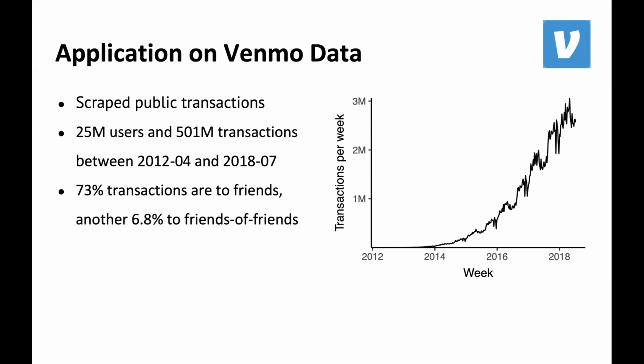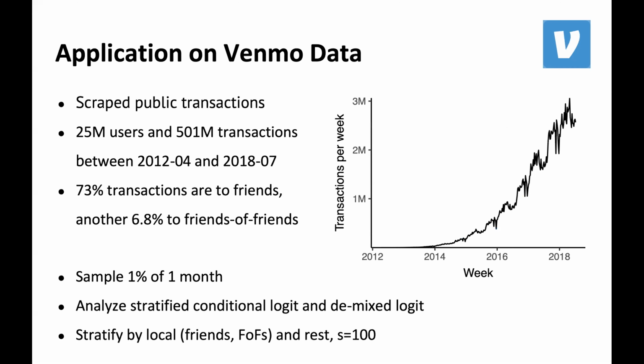About 70% are repeat between friends, and then another 7% are from friends to friends. So this is a little bit of an indication of this process happening at different scales. And we sampled this data down significantly, and then we fit a conditional logit and a mixed logit to this data.